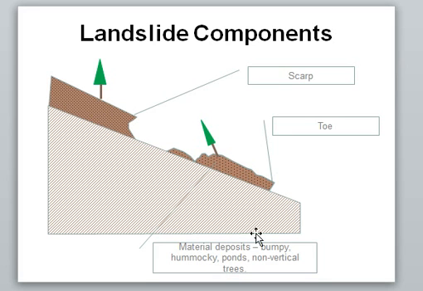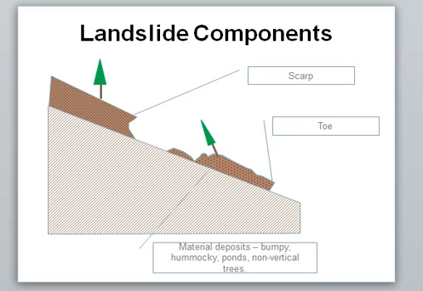And the material in the middle tends to create a very bumpy, uneven, hummocky landscape. If trees are still in existence, they are tilted in different directions. There may be ponds caught up behind these slides.